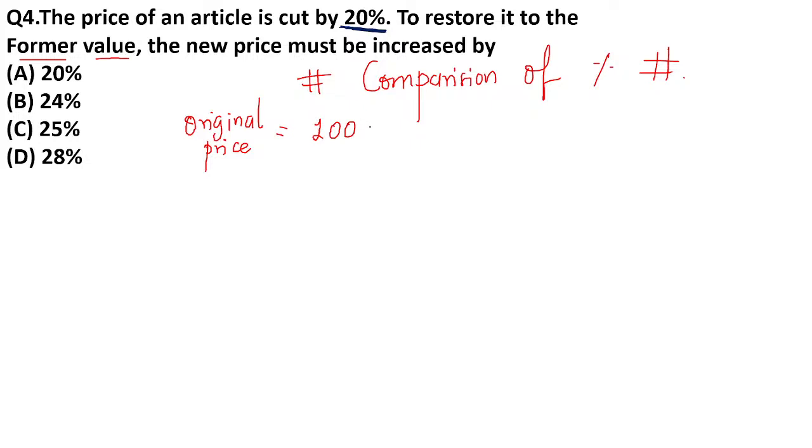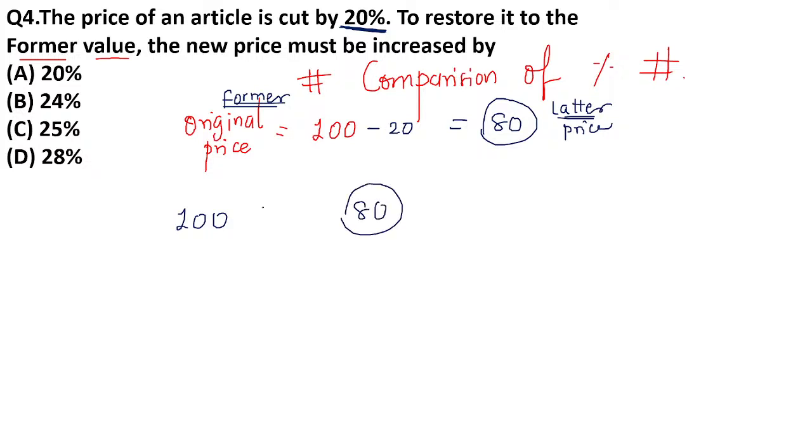20 rupees. So 100 minus 20 rupees will give me 80. So this is the price after a reduction of 20%. So what is the later price? This was the former. Former means the first price. And later means what, student? The next price, which we can say after reduction or after the increment. So what was the original price? 100 rupees. What is the later price? 80 rupees. Now what is the question given here?